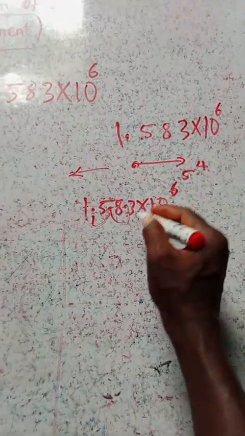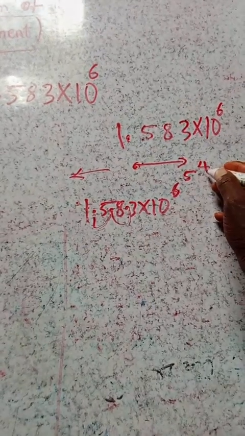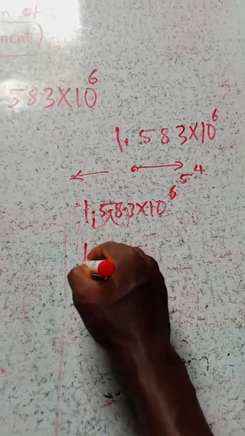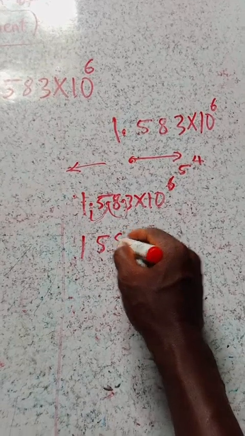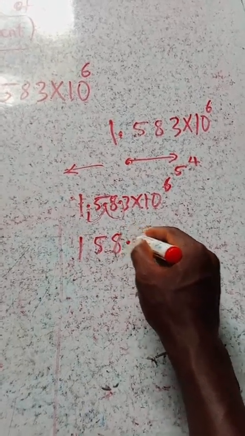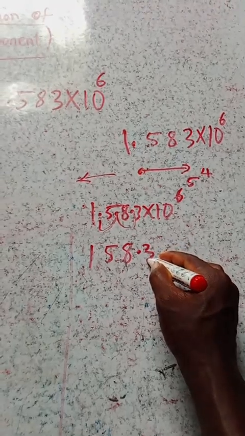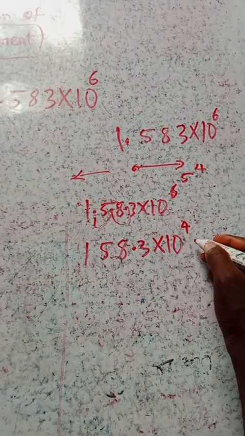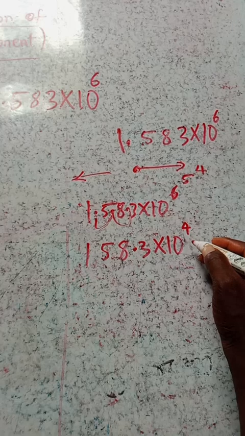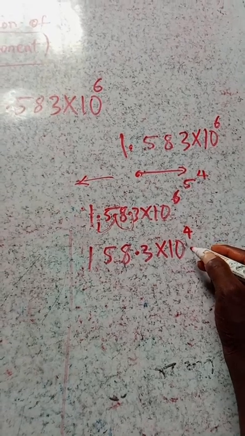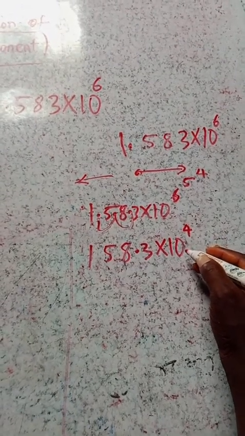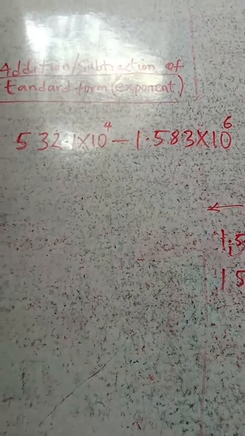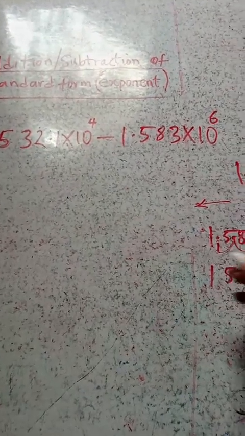Our aim is to get power 4. So it means that the number is now going to be 158.3, times 10 raised to the power 4. Do you understand? So we have reduced the number to power 4, and now we can come back and subtract these numbers.